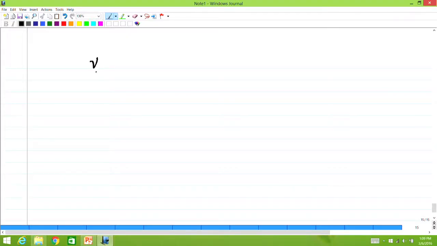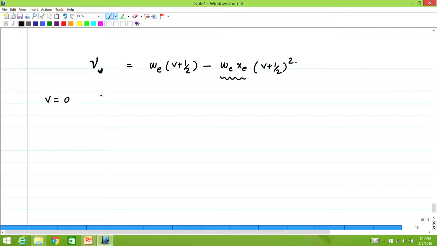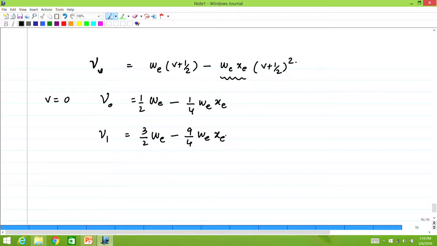So, the nu corresponding to the vibrational quantum number v is omega_e times (v plus a half) minus omega_e x_e, this is the anharmonicity, (v plus a half) whole square. So, when v is equal to 0, nu_0 is half omega_e minus 1 by 4 omega_e x_e. Nu_1 is 3 by 2 omega_e minus, this is 3 by 2 squared, therefore 9 by 4 omega_e x_e. And likewise you are asked to do that for 4 levels, isn't it?